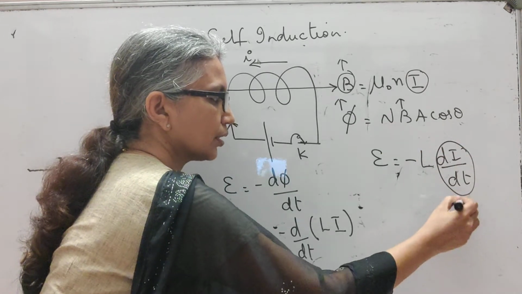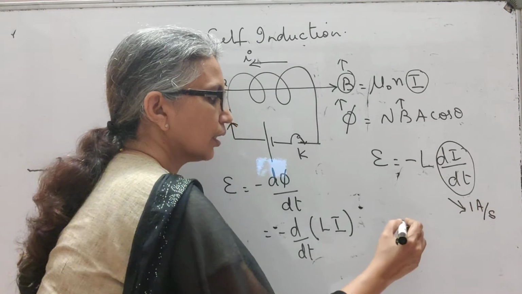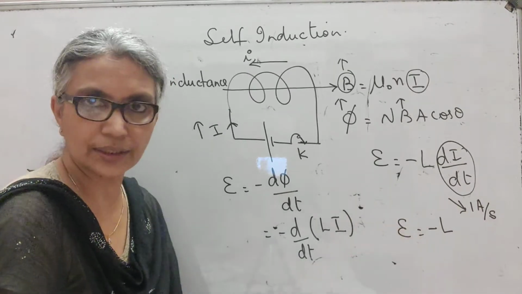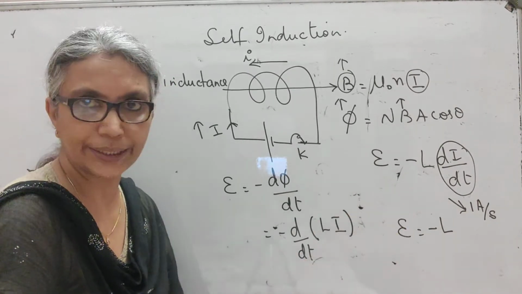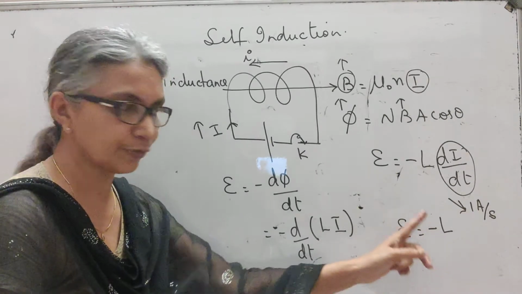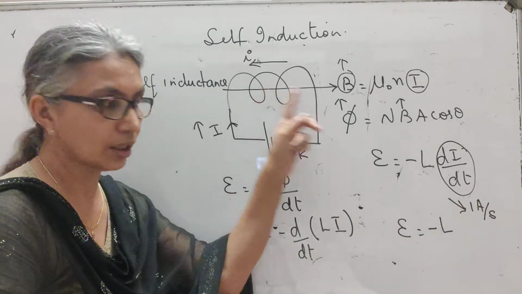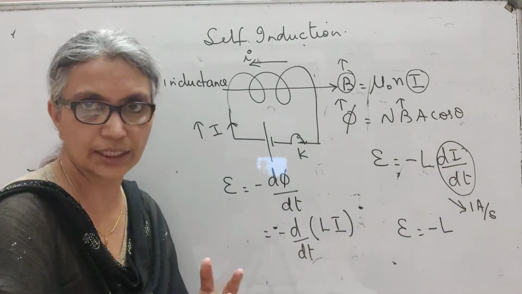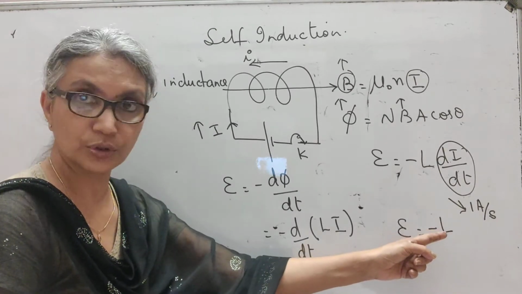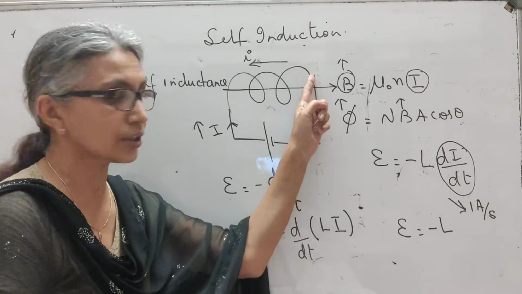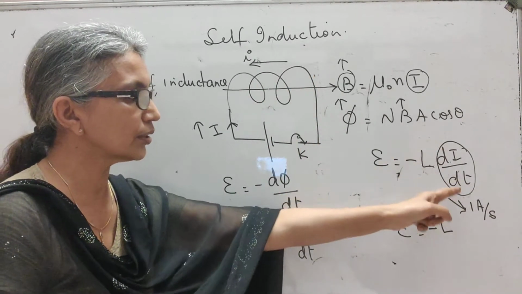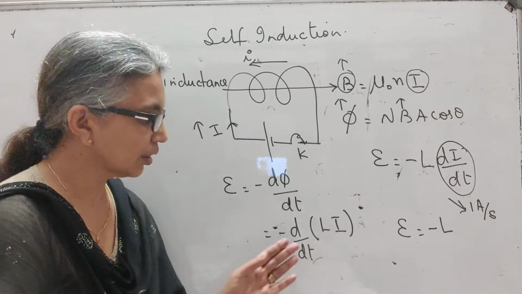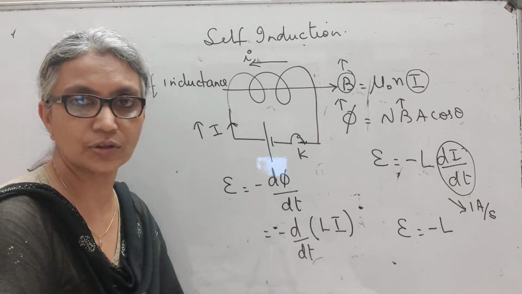Now, if I take this as 1 ampere per second, then this becomes minus L. Now, you may define this. If you're just taking the magnitude, you may say E equal to L. So, self-inductance L can be defined as the EMF induced in a coil when the rate of change of current in the coil is 1 ampere per second in the same coil. I repeat, self-inductance can also be defined as the EMF induced in this coil when the rate of change of current in the same coil is 1 ampere per second. So, in the same manner that we defined mutual inductance, we have defined self-inductance. They have the same SI unit, Henry.